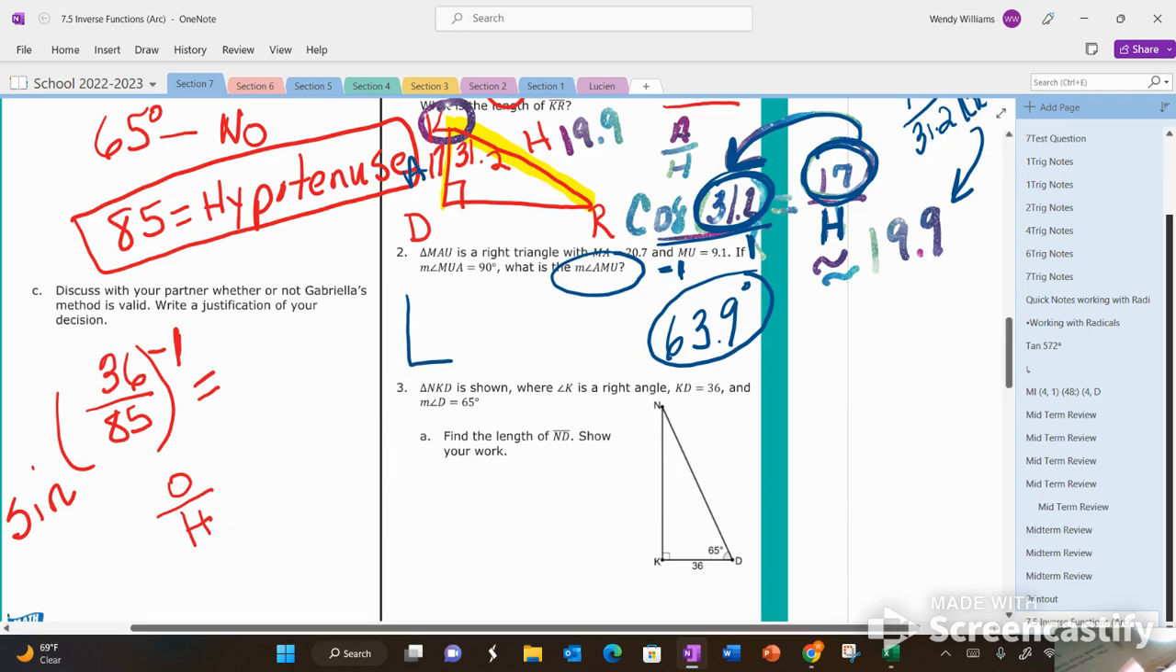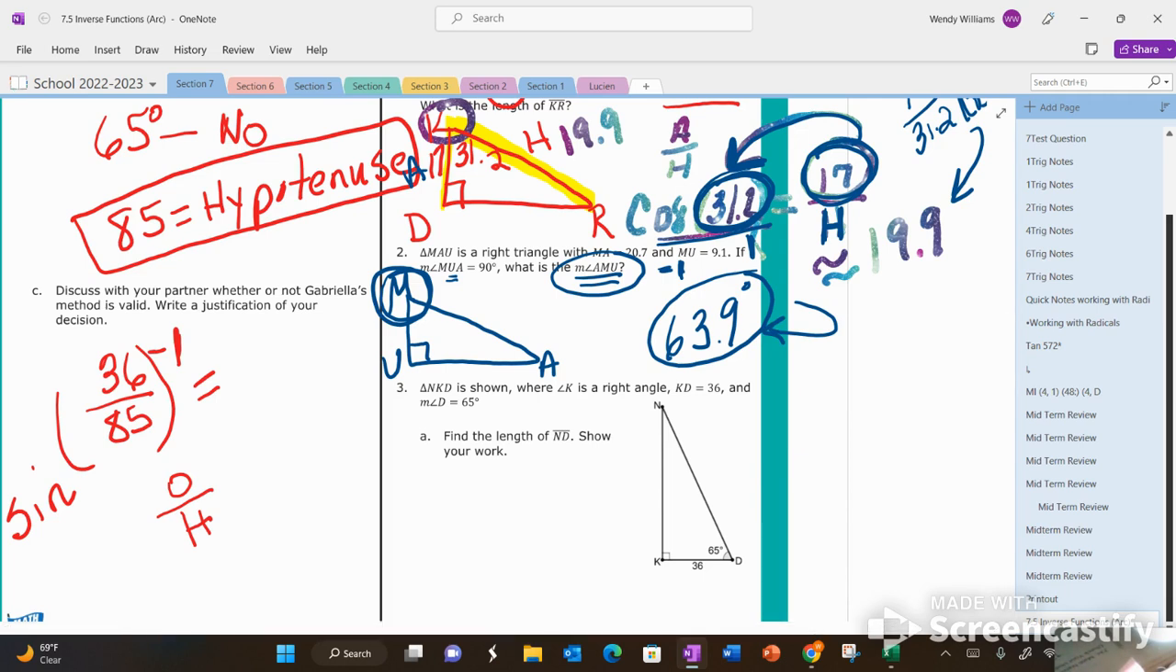Draw your triangle. Most important angle is what? U. That means M and A could be, and we're focusing on M. Make sure you get this answer. Finish labeling your picture. MA is the hypotenuse. MU is 9.1. That's my adjacent. Which trig function is adjacent over hypotenuse?